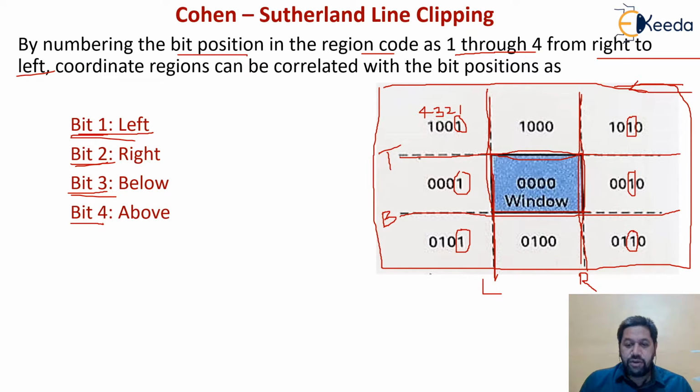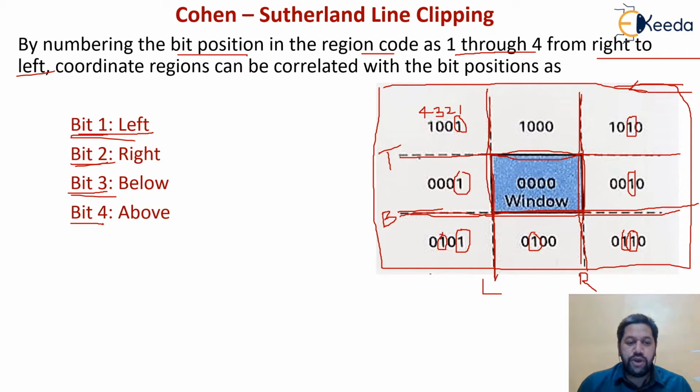So you can find that the third bit, no, this is my bottom edge. Okay, and you can find that I'm going to set this third bit to 1. The third bit is 1, because all these points, anything in this region, lies below the window edge, or below the bottom edge.